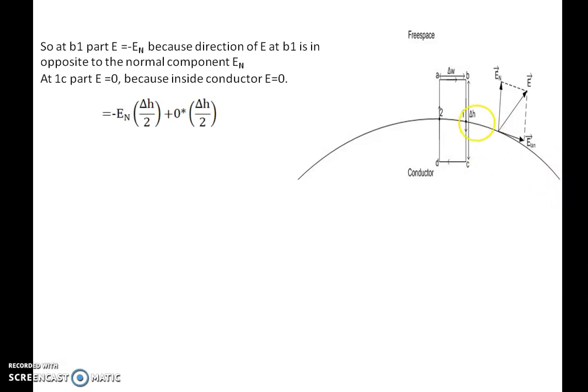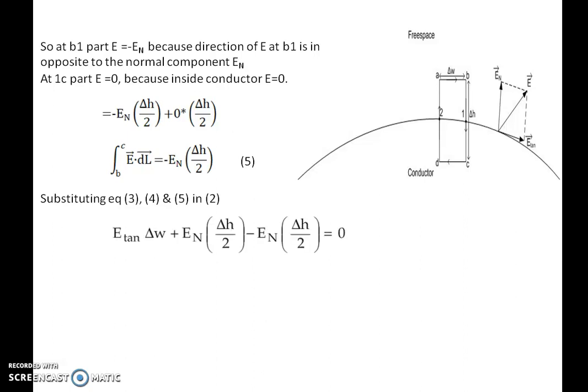The 0 is because 1 to C is in the conductor, where the field is 0, and B to 1 is minus En because it moves from B to C, opposite to the direction of En. Now we can write equation 5 for B to C as minus En into delta H by 2. Now substituting equations 5, 4 and 3 in equation 2, we get E tan delta W plus En into delta H by 2 minus En into delta H by 2, which is equal to 0.